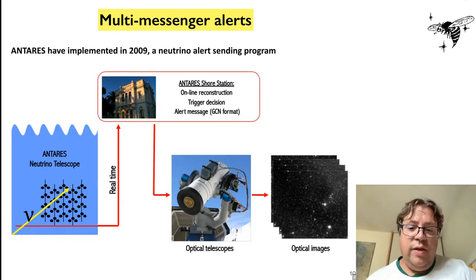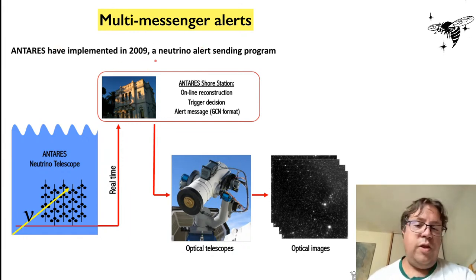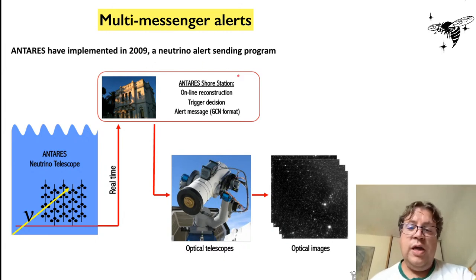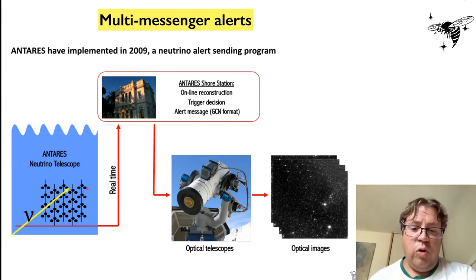So the principles are quite simple. In Antares, we have such a system implemented in 2009. IceCube did it a bit earlier, one year before. And this program is simple. All the data arrive in real time at the shore station. In the shore station, we do the reconstruction. We trigger to find some alert. We send a message, within a couple of seconds, to optical telescopes. The optical telescope takes an image, and we try to find the optical counterpart.